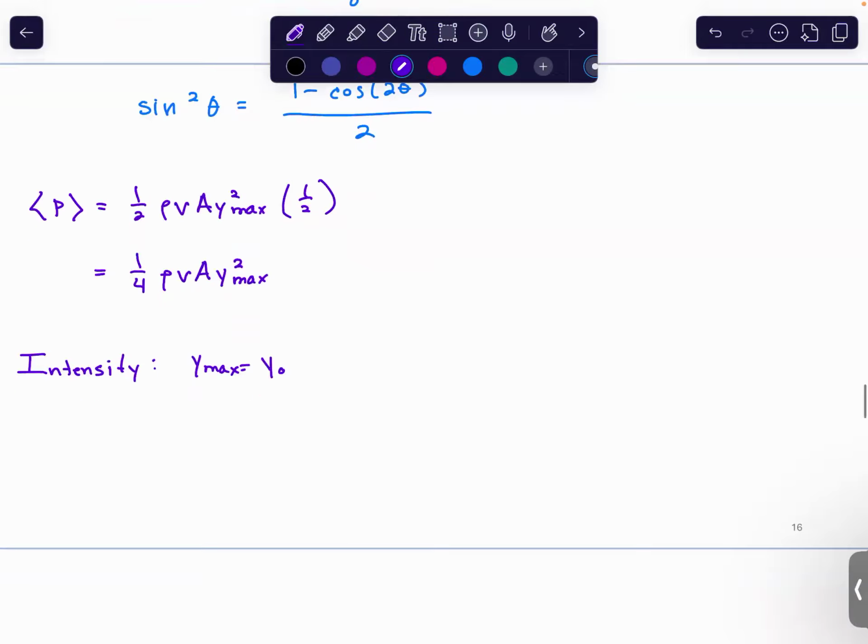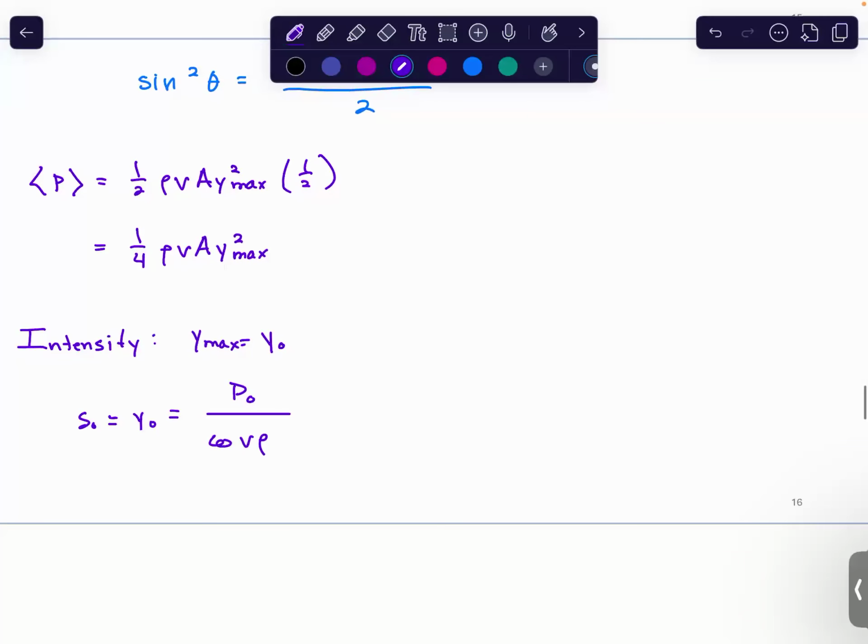The textbook gives us, for example, if you look at that part of the chapter, either S, that's going to be Y. So there's your pressure, rho. Okay, so then we're going to substitute this in for the Y max squared.